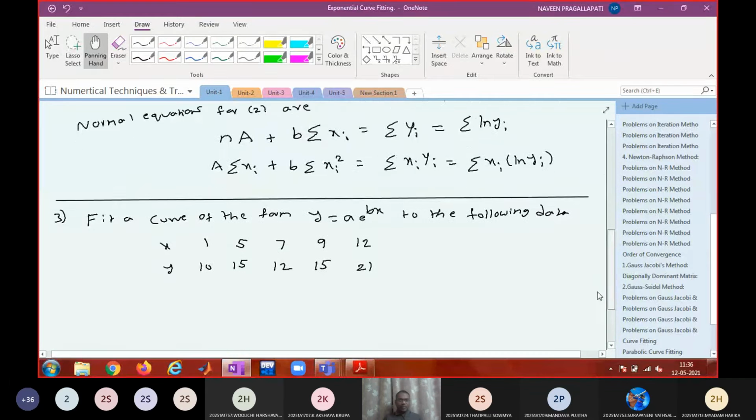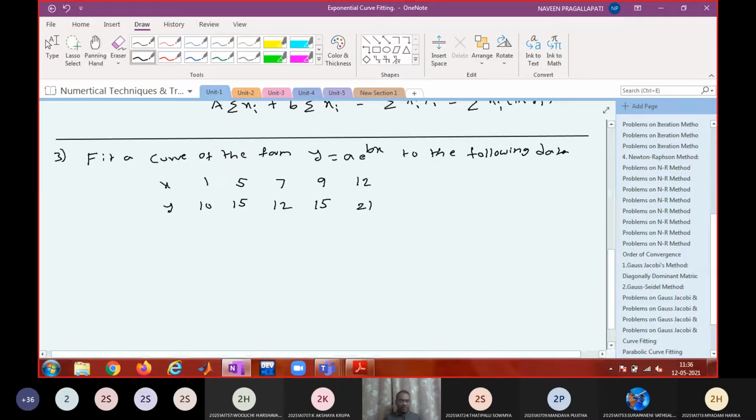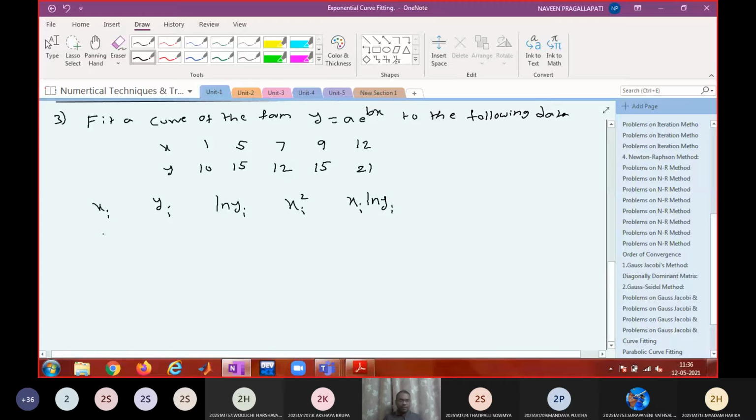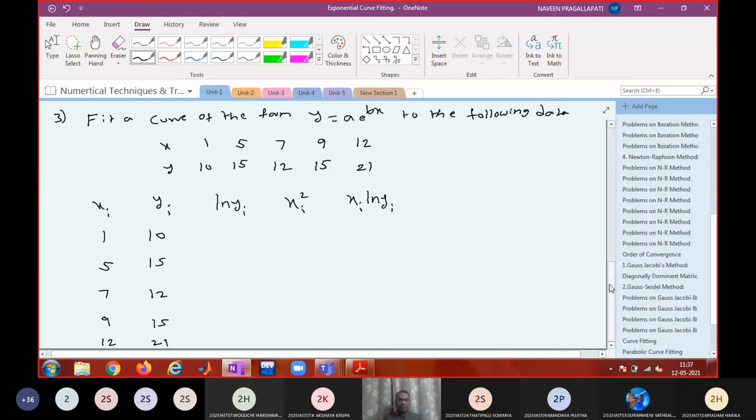Okay, so after doing that, you will prepare columns like this: xi, yi, next ln yi, xi square, xi into ln yi. Then use your calculator to find the values. The x values are 1, 5, 7, 9, 12. The y values are 10, 15, 12, 15, 21. Compute xi square.